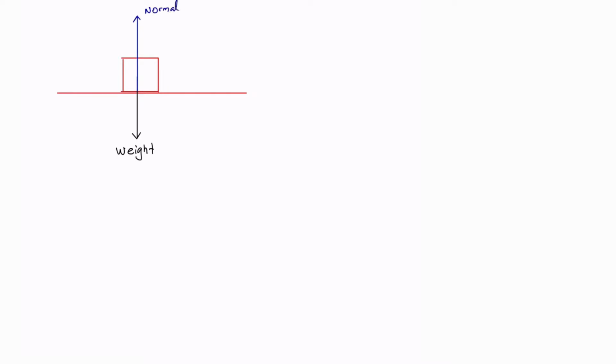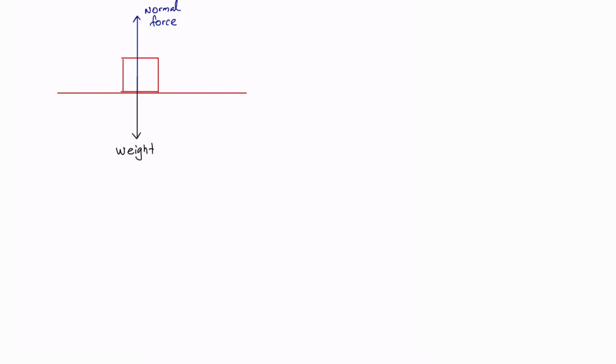Imagine you have a block of ice on the floor. I'm going to consider this is an ice floor so that there is no friction between them. So there will be two forces acting on this block. There's a force downward called weight, and then there's a supporting force from the ground called normal force. And this normal force is upward.